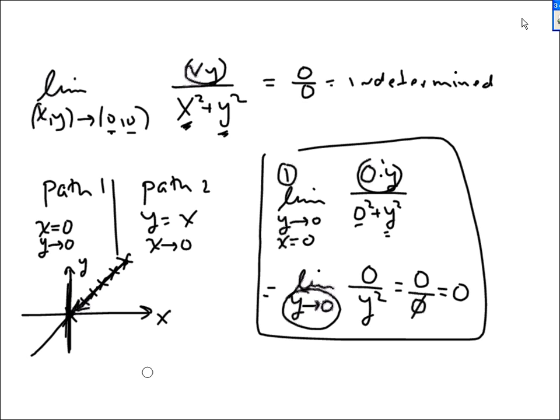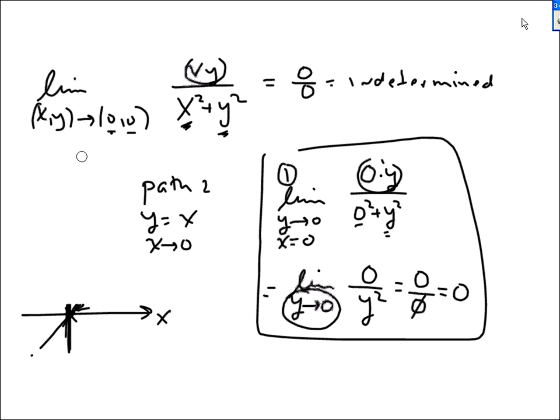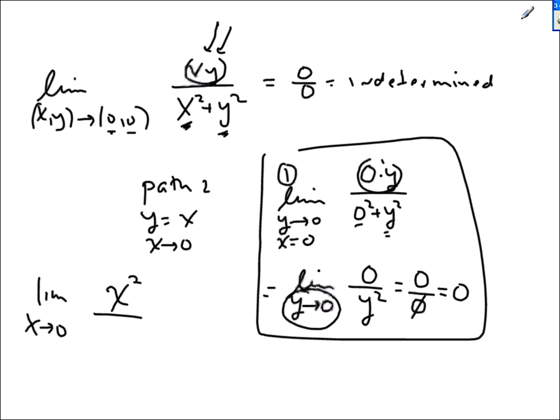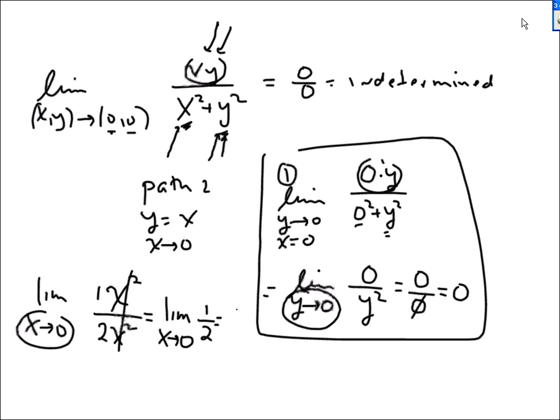Let's go along path 2. Path 2 says that y becomes x. Y equals x. And let x go to 0. So we have the limit as x goes to 0. Wherever I see y, I put x. In the top, I have x times y, which is really x times x. And in the bottom, I have x squared plus x squared. I have 2x squared. But as long as x is not 0, and it isn't, this reduces to 1. That is, I have the limit, as x gets closer and closer to 0, of the number a half. But that equals a half.